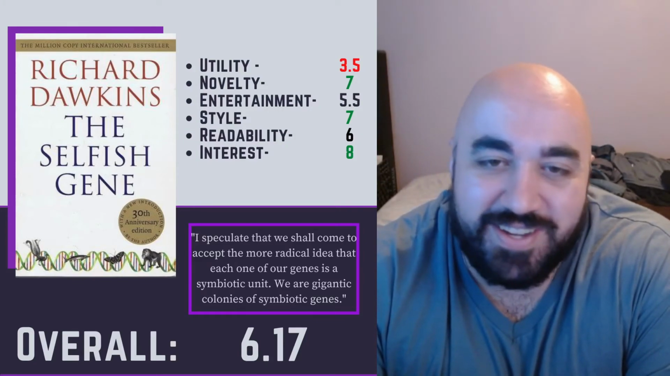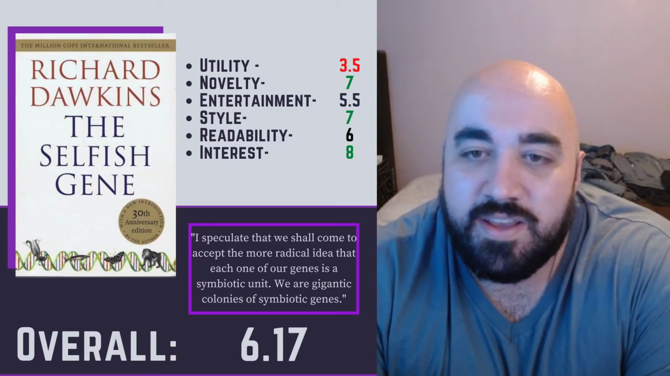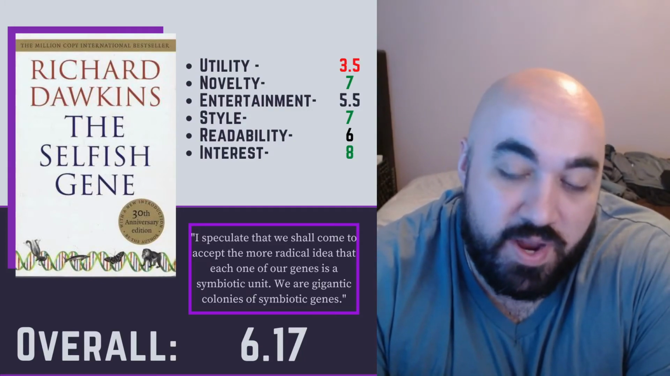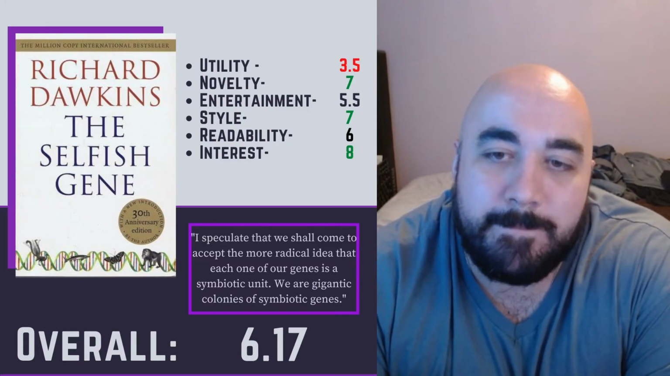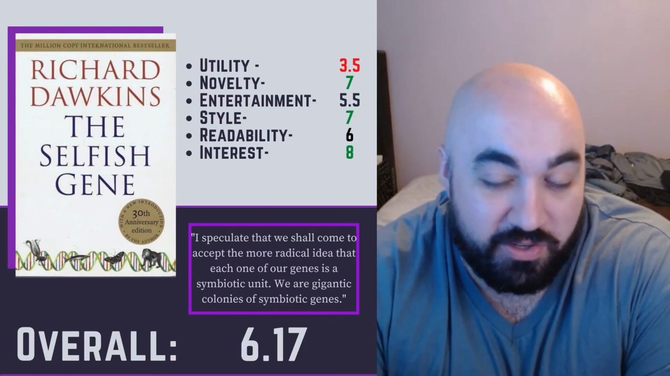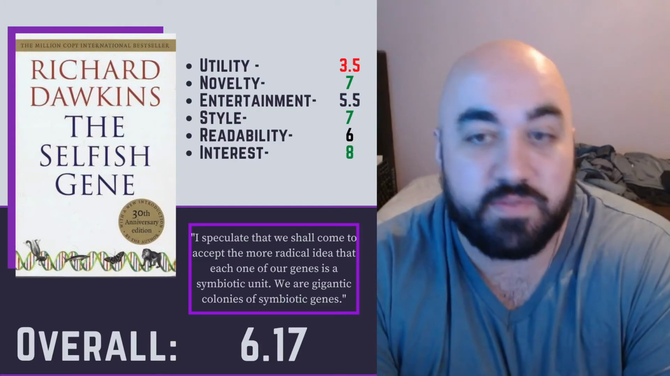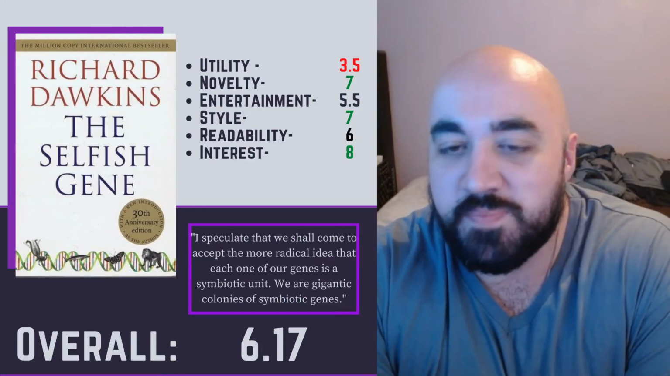Okay, for interesting, I gave it an 8. Very solid, very interesting. I think that it not only is interesting in its own right, but it unlocks a model of reality or a perspective, you know, evolutionary biology, which you don't have to get from this book itself. It's available in a lot of different spots.